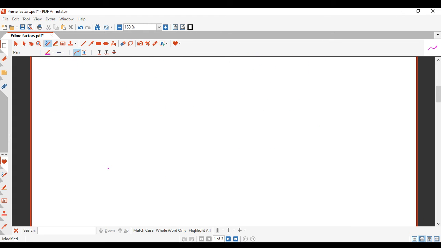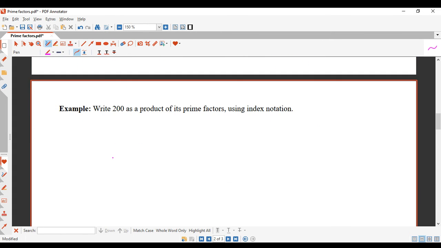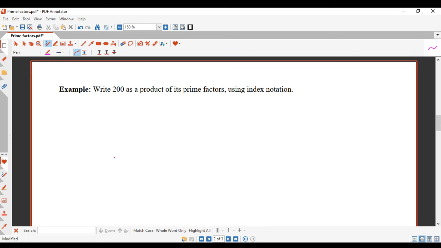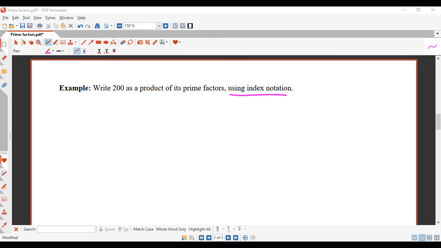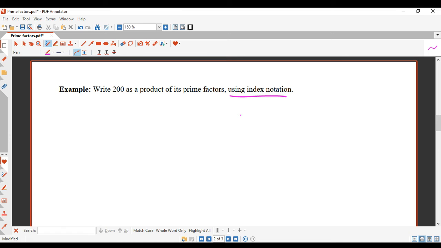Okay, let's try another one. Let's look at 200. So we're going to write 200 as a product of its prime factors, this time using index notation. Okay, so using index notation. So let's start off with our factor tree again. So I'll have 200 to start with. Okay, now we're going to break 200 down.